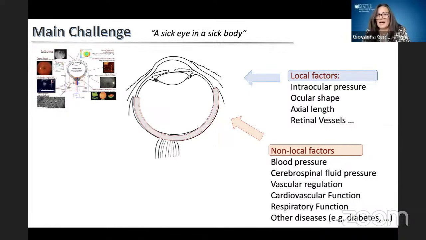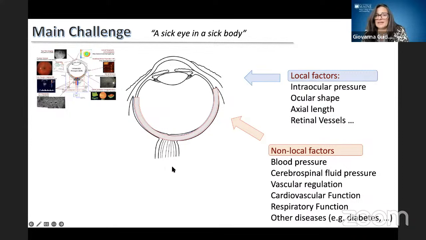So indeed, what happens in the eye is also affected by what happens in the cardiovascular system as a whole. In addition, the eye is connected through the optic nerve to the brain. The brain is another pressurized organ. So the cerebrospinal fluid pressure that actually is in the subarachnoid space around the optic nerve also influences what's going on in the eye.